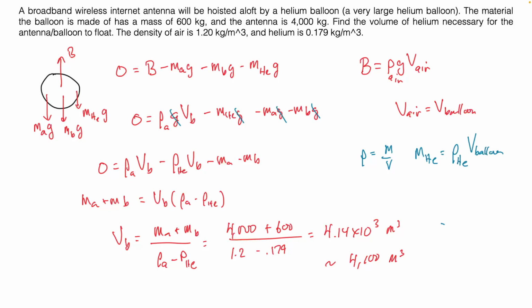How big is 4,100 cubic meters? How big is this room? This front wall is a little bit more, but let's round, it's 10 meters. And this side wall is about 10 meters. And the ceiling is about 3 meters up. Call it 4, just to make it easy. So 10 times 10 times 4 is what? 400. This balloon is 10 times bigger than this room.